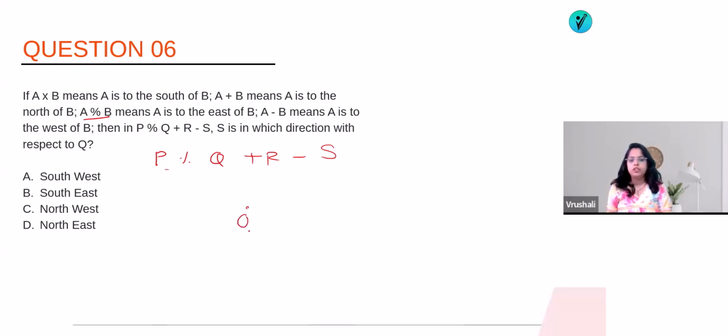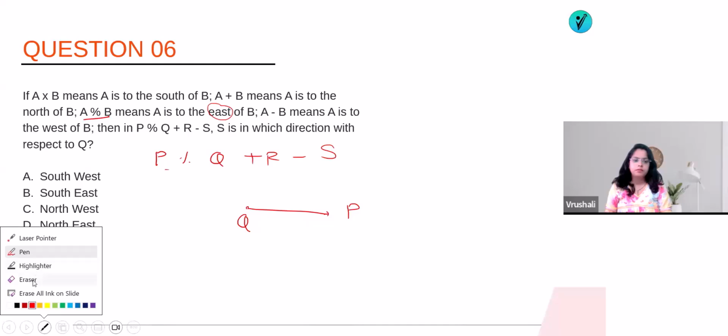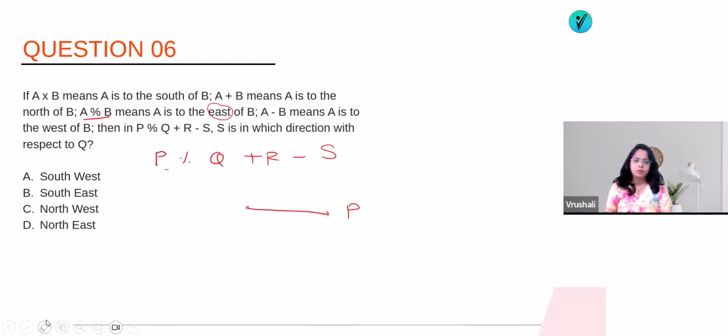So if this is Q, sorry, east of, not west. Okay. So P is to the east of Q. So this will be the P.